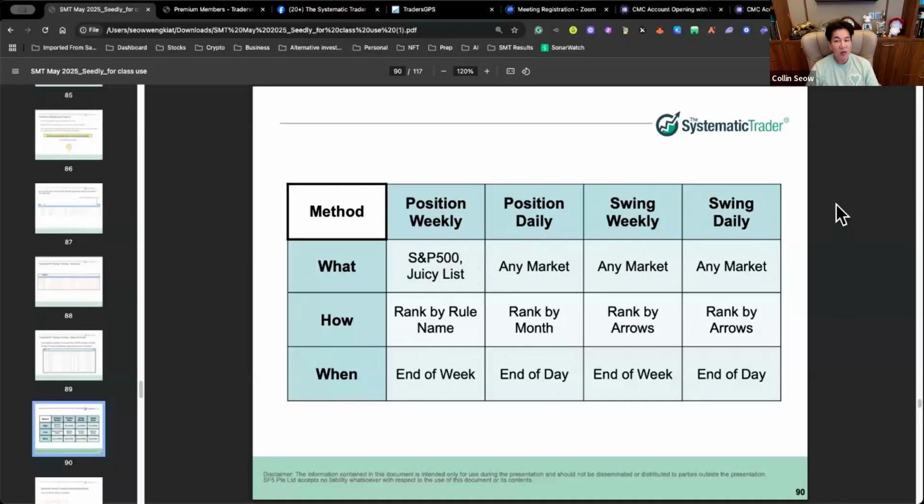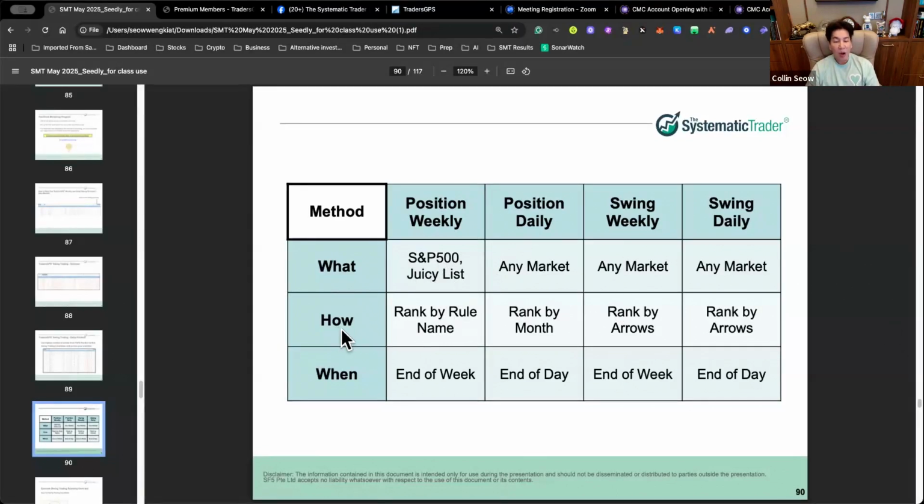Some people may not know what the juicy list is. Basically, the juicy list is just a list that we update every month. This is a list of stocks that are high growth, using fundamentals to look for high growth stocks.